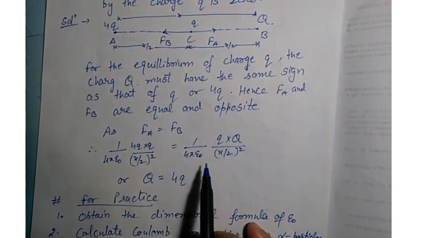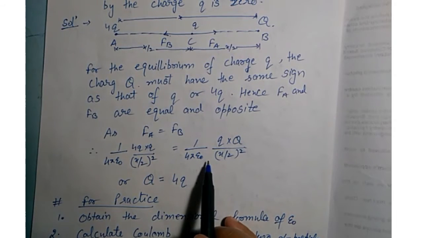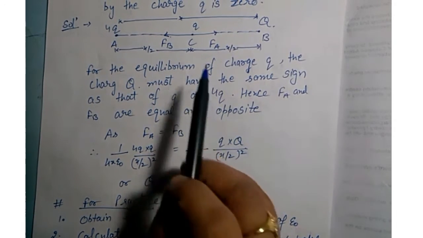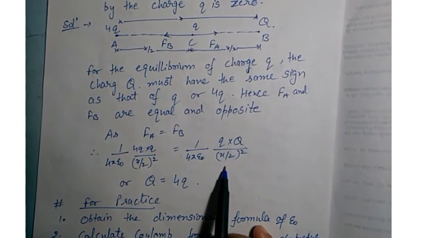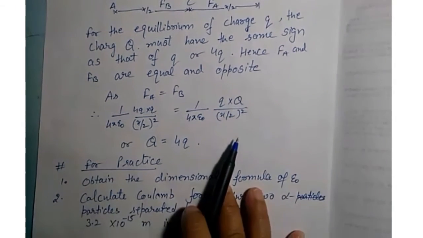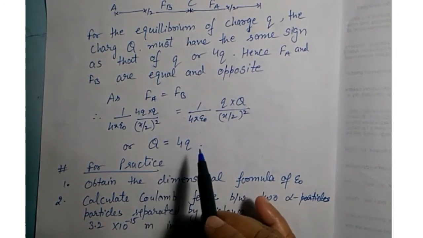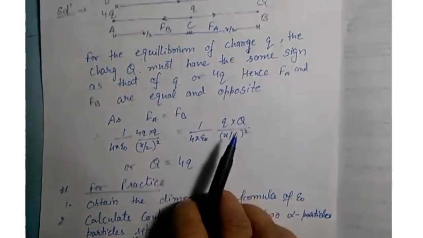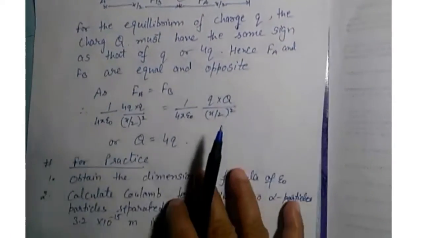Similarly, the force due to charge capital Q is 1 upon 4 pi epsilon naught, charge capital Q and the separation between the charges square. Cancelling the terms, we have capital Q equals 4q, or the two charges are equal in magnitude.